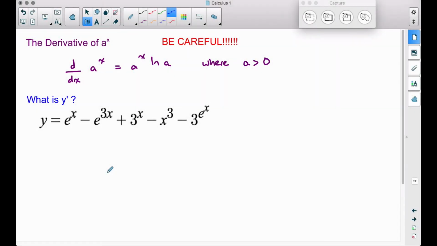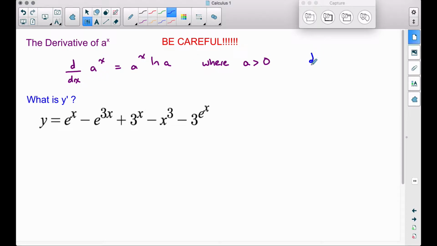In this video, we're going to look at an example of finding the derivative of a to the x. The derivative of a to the x, where a is greater than 0, is going to be a to the x natural log of a. That should sound a lot like the derivative of e to the x.